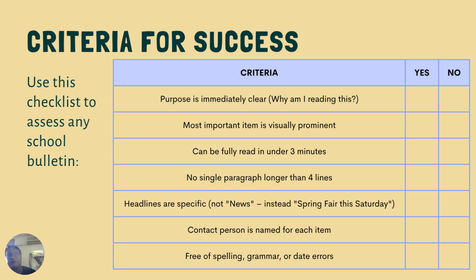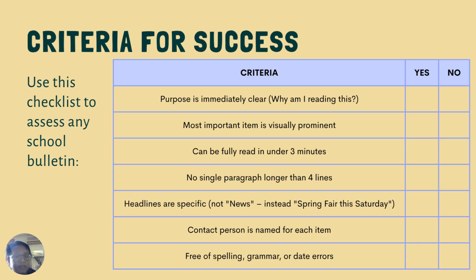So you can ask yourself, is the purpose immediately clear? Can I understand why I'm reading this in under 5 seconds? Is the most important item visually prominent and it's not buried at the bottom? Next, can a busy parent fully read it in under 3 minutes? Can they read that in under 3 minutes? Is no paragraph longer than 4 lines? So again, it has to be short.